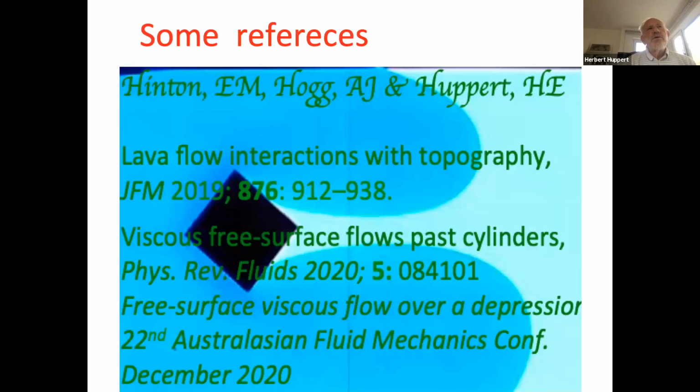Here are some references if you'd like papers that have been written mainly by Ed Hinton, Andrew Hogg, and myself: in the Journal of Fluid Mechanics, the beginnings of it in volume 876; the results of laboratory experiments in Physical Review Fluids in 2020; and then the beginnings of the work over depression just a few months ago was written up and reported in the 22nd Australasian Fluid Mechanics Conference, which I wanted to get to, but of course couldn't because of the pandemic. And I was told that I might be invited to the 23rd Australasian Fluid Mechanics Conference in December 2022, but the man who invited me said he's more likely to invite me than to be sure that I'll be able to get there. Australia is closed at the moment, as I'm sure you all know.